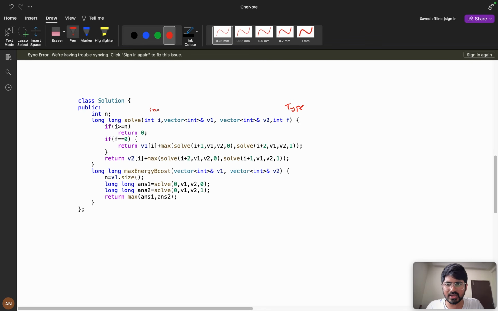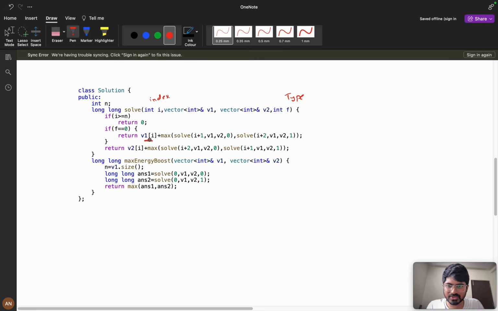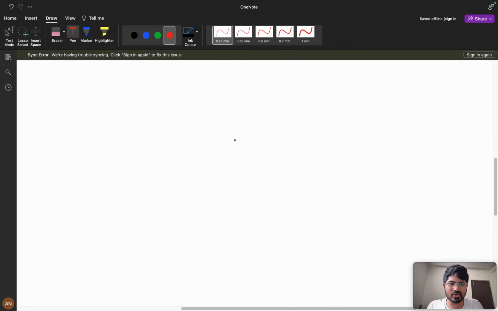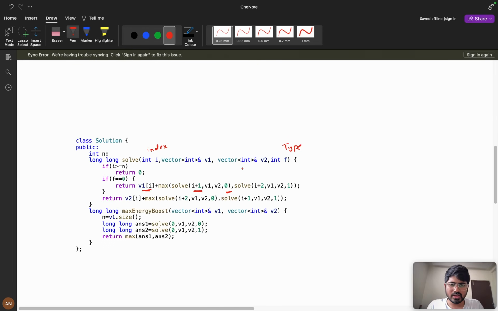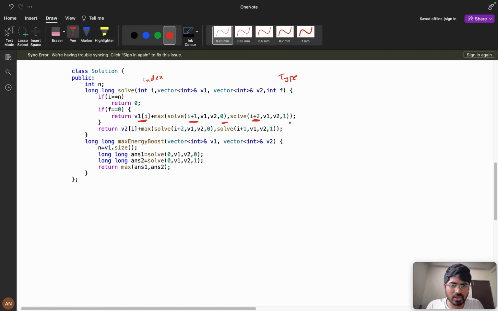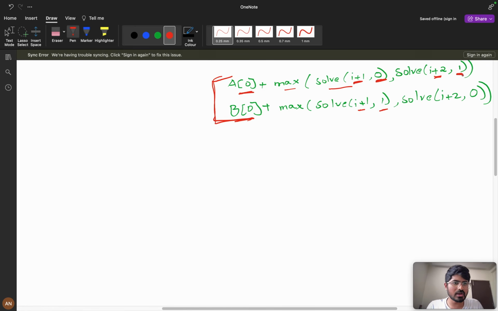I means it is my index. Now type: if f is equal to 0, I will drink my first drink, v1 of I plus max of (I plus 1, 0), as we can see here, I plus 1 comma 0, right? Or else max of (I plus 2, 1), I plus 2 comma 1.